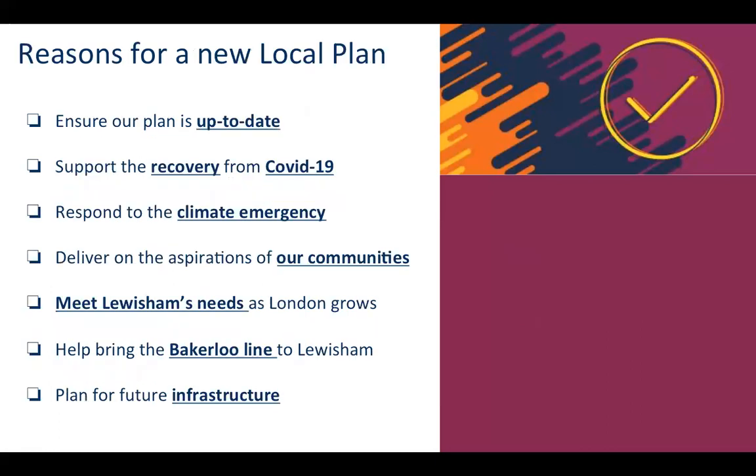There are a number of reasons that we are preparing a new local plan, and we already set out before that one of the main reasons is to ensure our local plan is up to date. That means it's consistent with national planning policy and in conformity with regional planning policy set out in the London Plan, but also just to make sure that the plan is reflecting the aspirations of our communities right now. Things do change over time, and we need to respond to this.